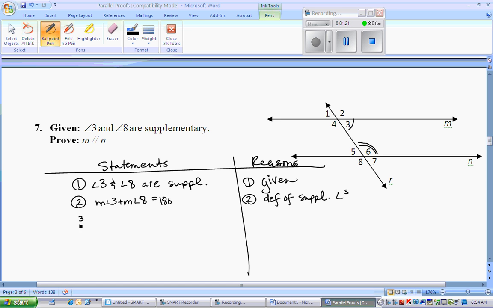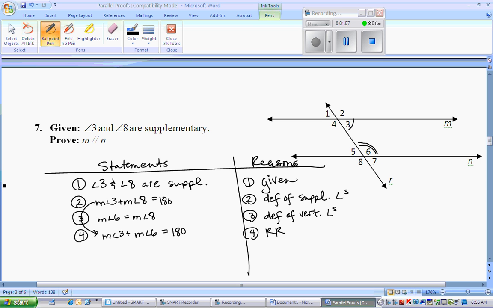I need to state that before replace, so let me say that measure of angle 6 equals measure of angle 8 by the definition of vertical angles. Say their measures are equal, and since I already have their measures are equal, they're ready to replace one for another. So I'm going to take that equation from statement 2. I'm going to say measure of angle 3, but instead of having measure of angle 8, I'm going to replace it with measure of angle 6. That's just replacement rule.